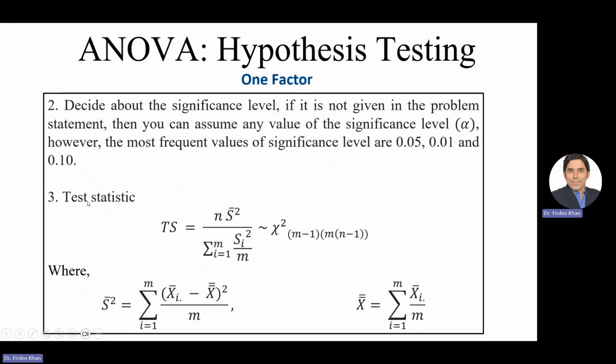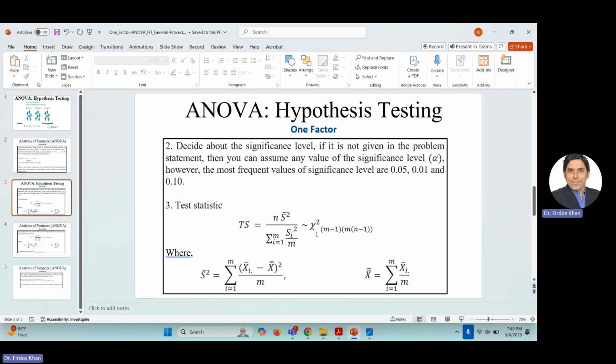And the third step, the test statistic. The test statistic in the case of one factor analysis of variance is n s bar square divided by the summation over i from 1 to m of si square divided by m. I need a small correction: this is not distributed chi-square, this is distributed F.